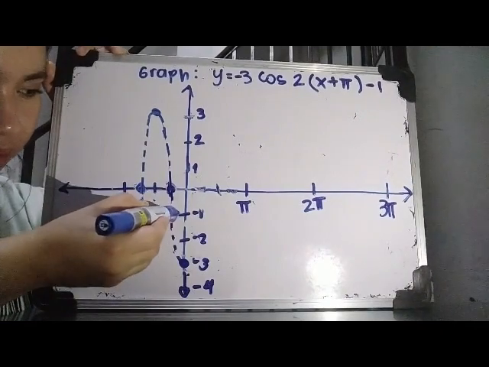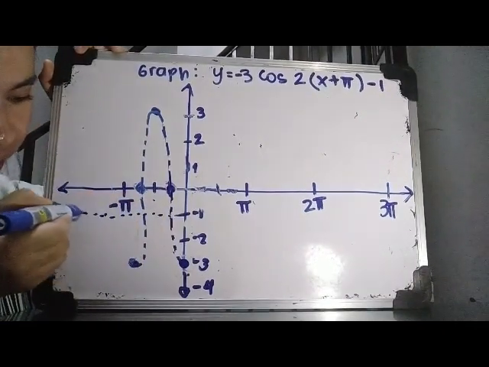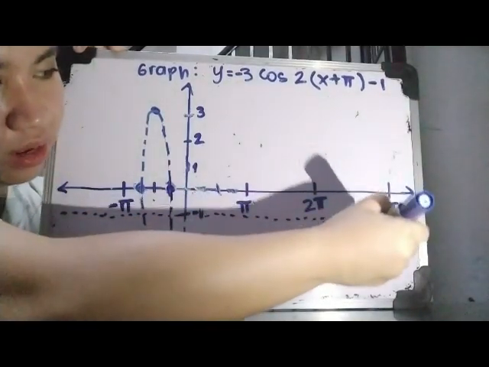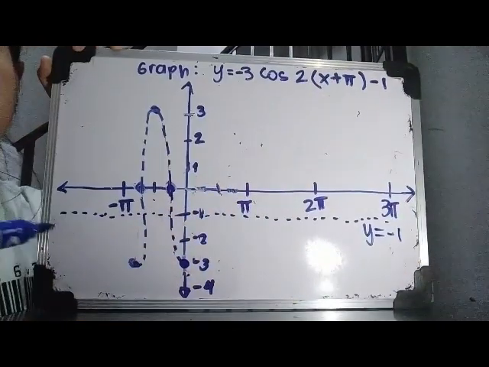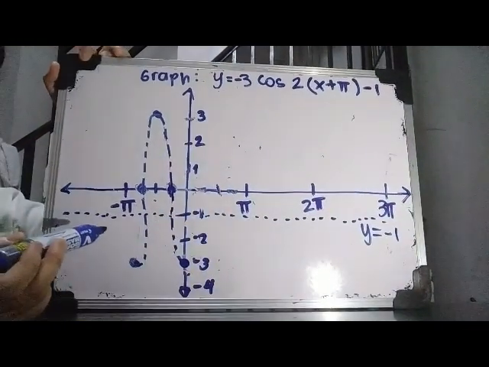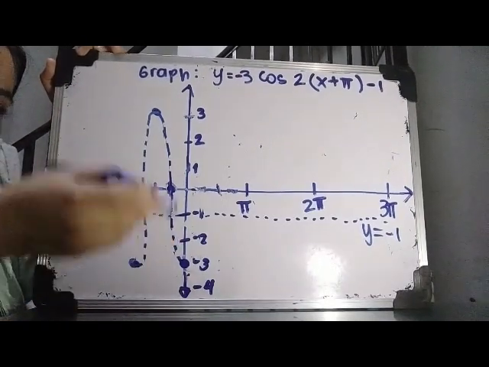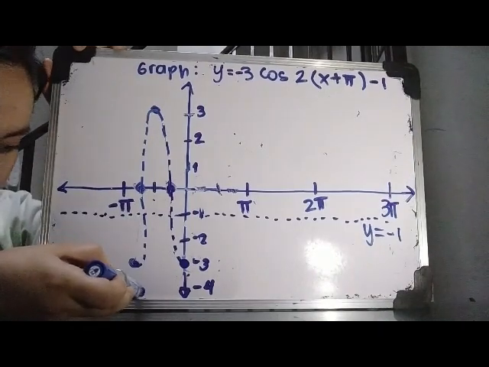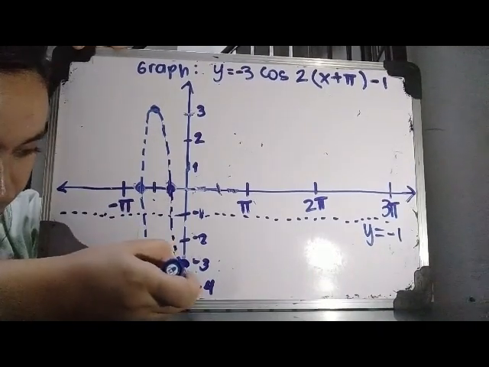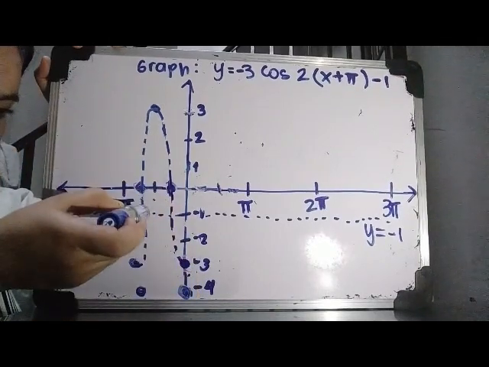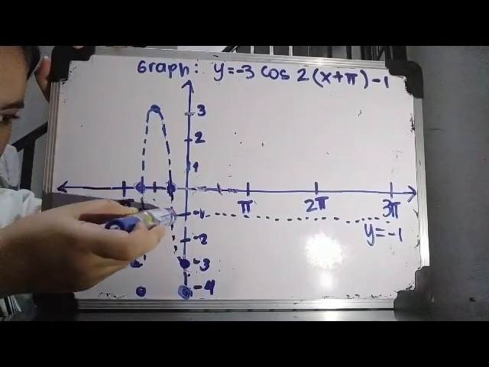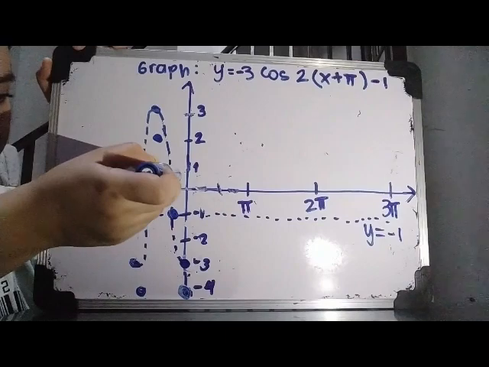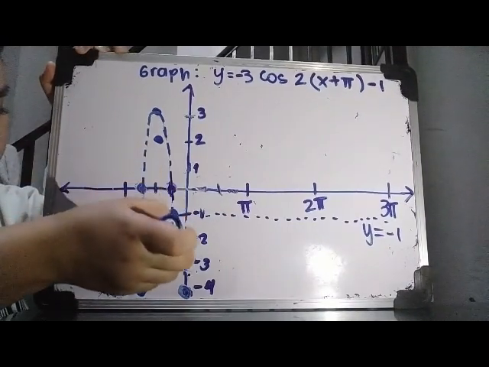So we'll have a new central line here at y equals -1. Alright, so that will make, of course, all the other points of this graph move 1 unit down. So let's move these points 1 unit down. And then from here, 1 unit down, 1 unit down, 1 unit down. And then we're done.